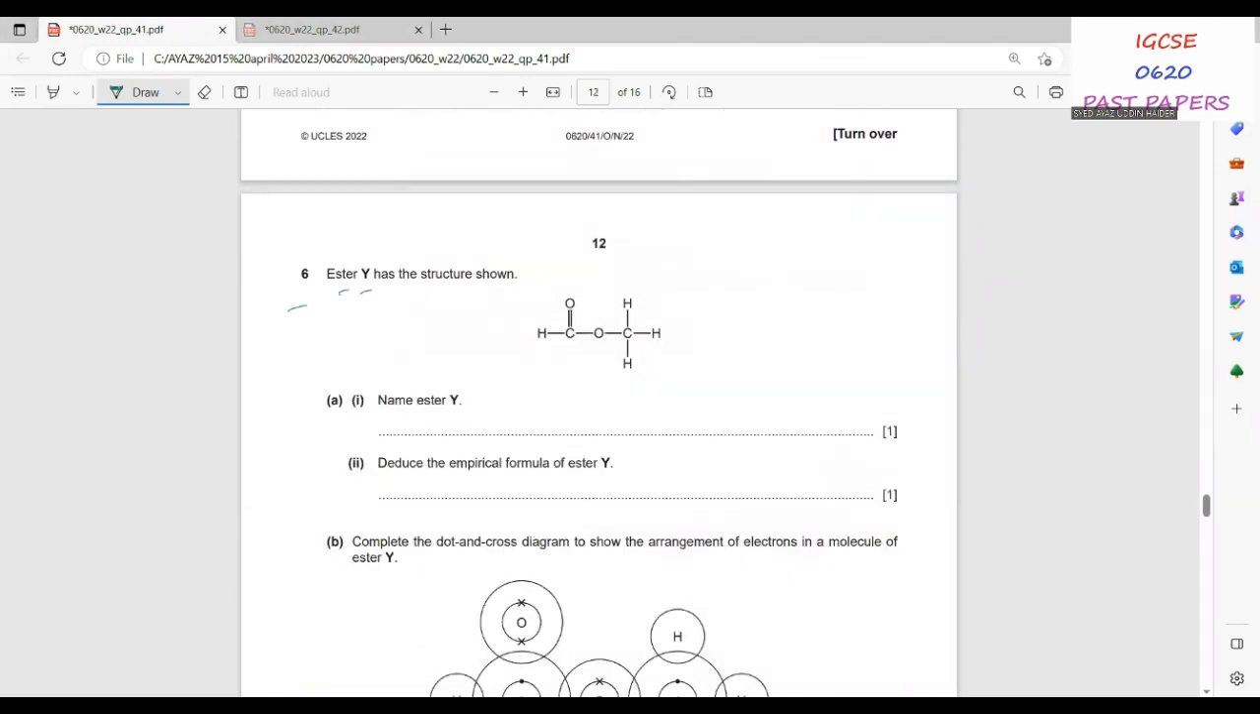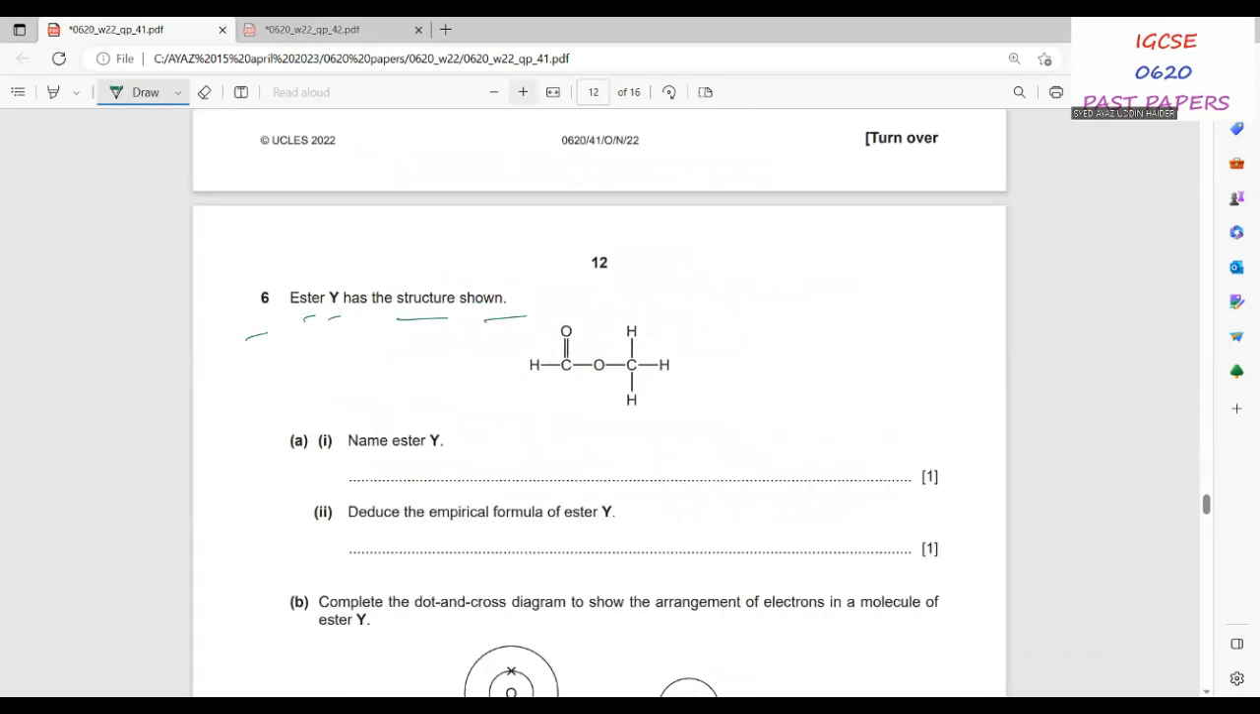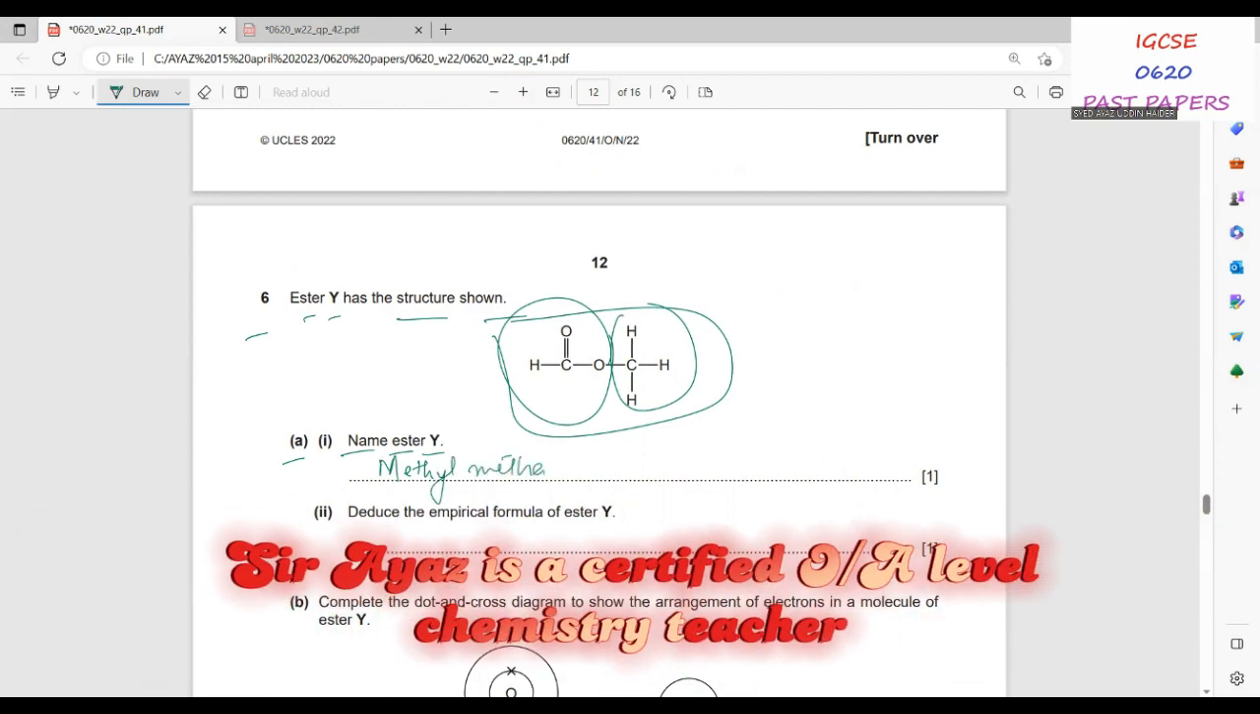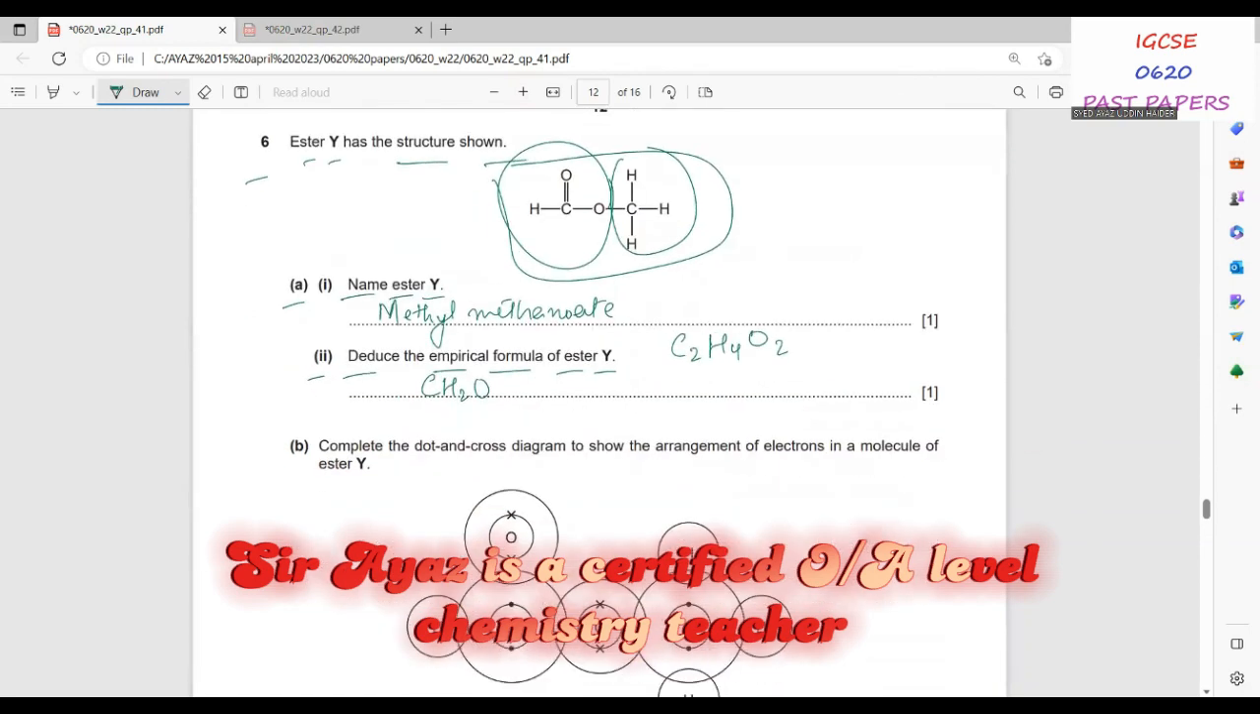6. Ester Y has the structure shown. This is the ester. A, name ester Y. This will be the alkyl group and this will be the alkanoate group. Both contain one carbon, so it will be methyl methanoate. Number 2, deduce the empirical formula of ester Y. I will write the molecular formula. Count the carbon atoms. There are 2 carbon atoms, 4 hydrogen atoms, 2 oxygen atoms. So it will be CH2O. This will be the empirical formula of this.